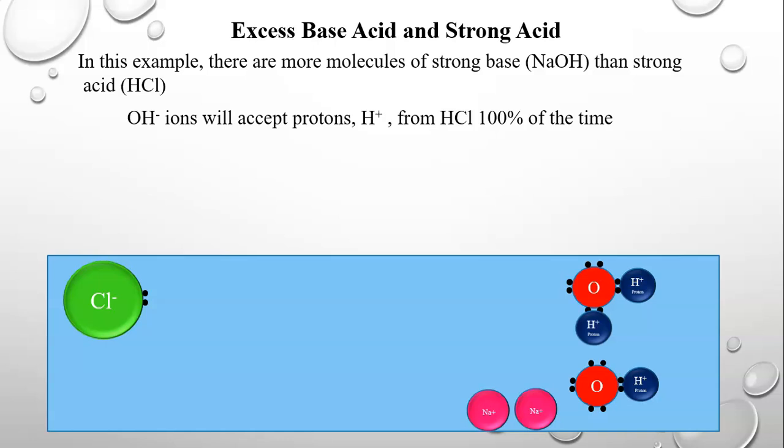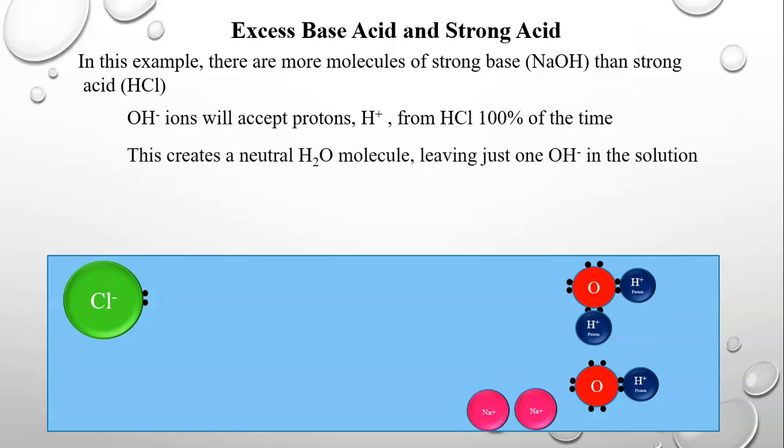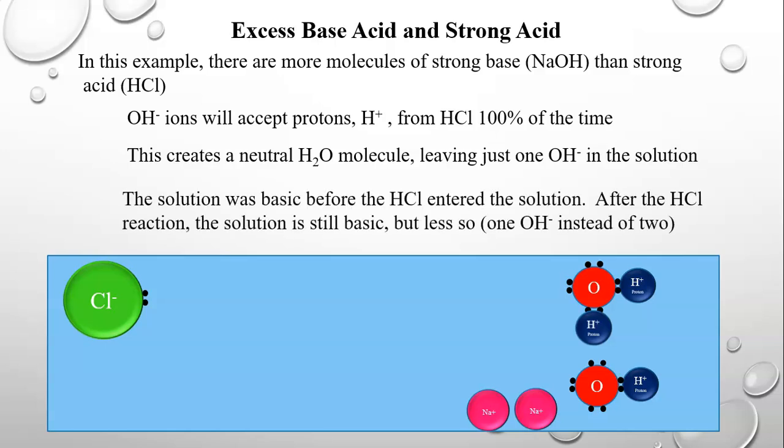Not as much as it was before when it had two hydroxides, but it is still a basic solution with a hydroxide ion there. So this creates a neutral H2O molecule, leaving just one OH minus in the solution. The solution was basic before the HCl entered the solution. After the HCl reaction, the solution is still basic, but less so. In other words, it only has one OH minus ion instead of two.